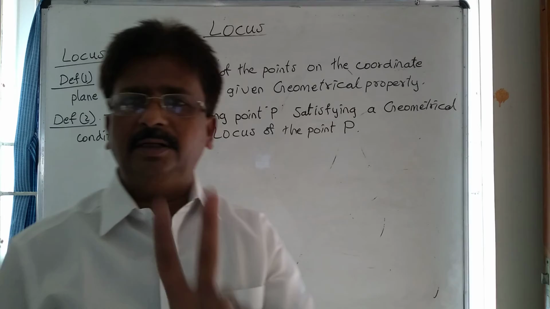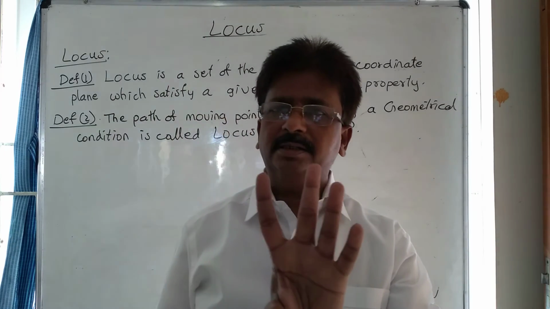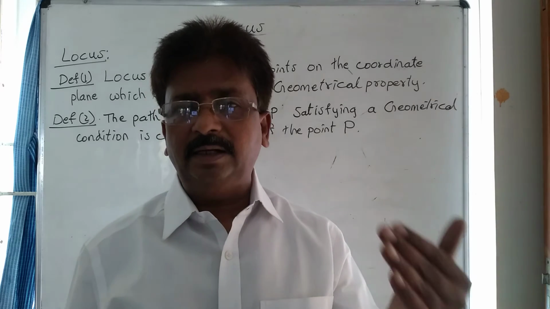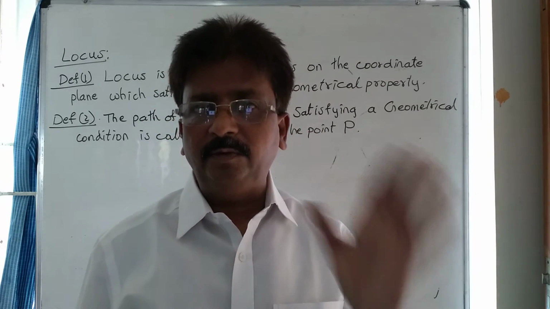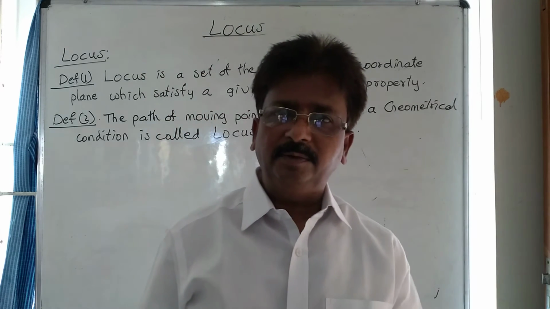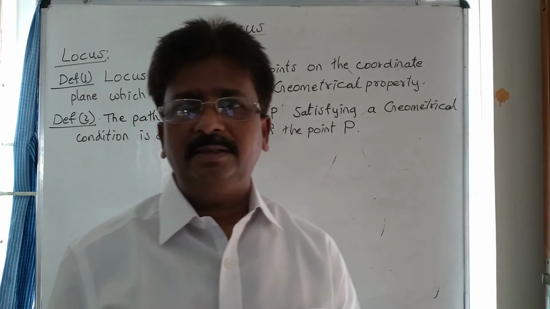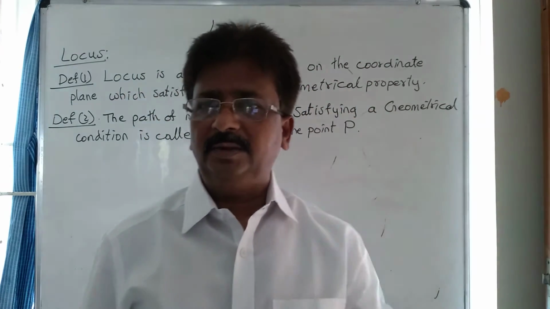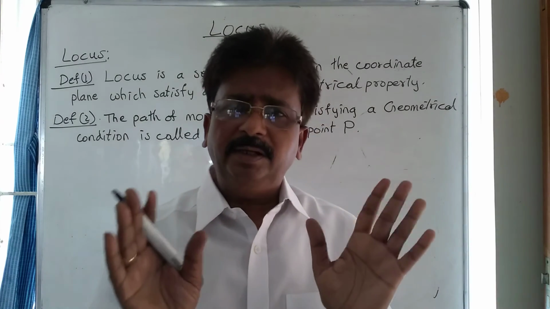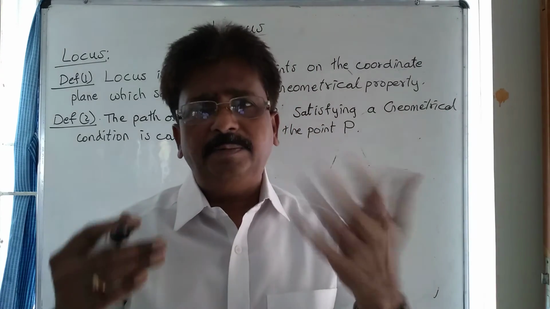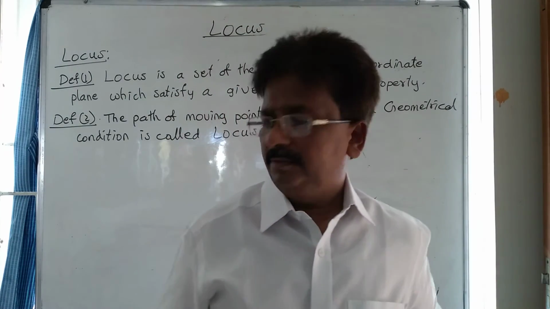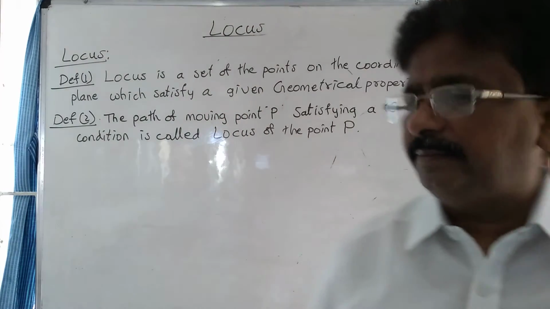So locus has two dictionary meanings. One is a set of the points, and the next one is the path of a moving point. Path of a moving point is also locus. And one is a set of the points. Okay. Both definitions are useful here, and దేనికి ఉండే ప్రయారిటీ దానికే ఉంటుంది. రెండు కూడా అవసరమే. Both are necessary. Write down.